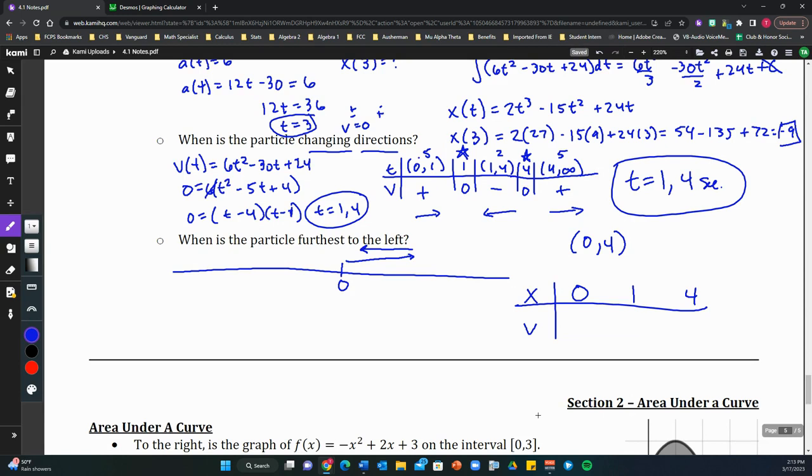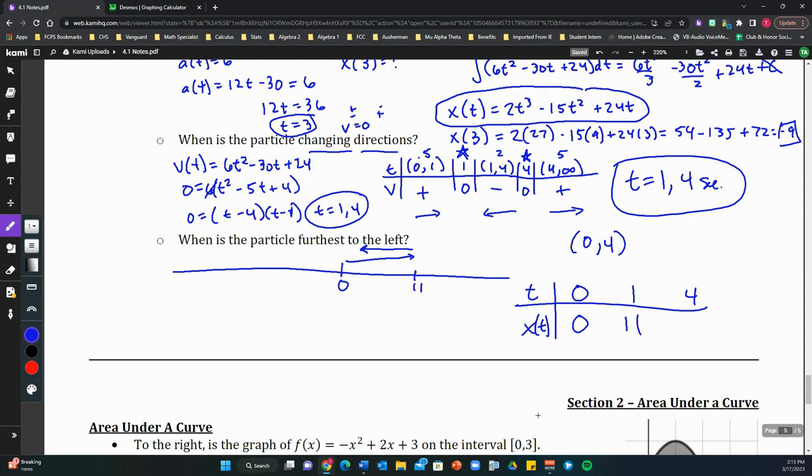So in this case, let's see. So at 0, we know we're at 0. Sorry, not velocity. We're going to go back to position. Oh, actually, I'm sorry, this should be a t value. So when t equals 0, we know the position is 0. When t equals 1, now we can use our position equation up here. So that would give us 2 minus 15 plus 24, or 11.